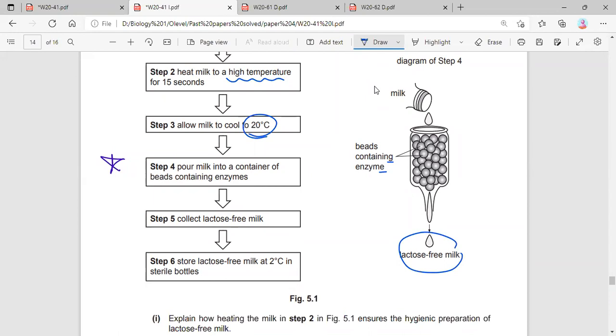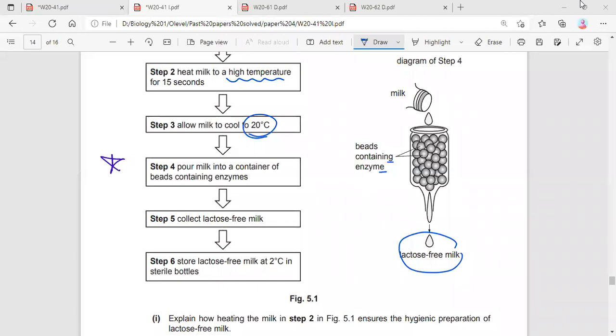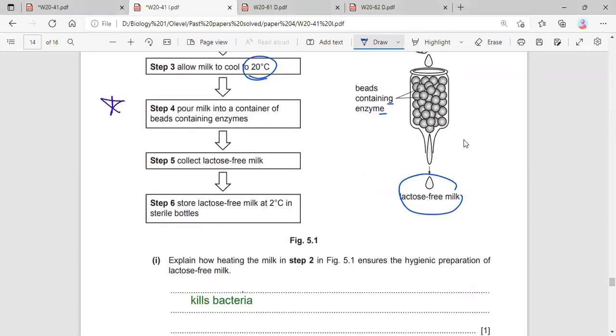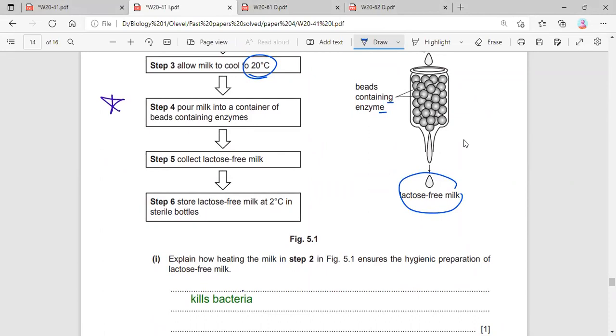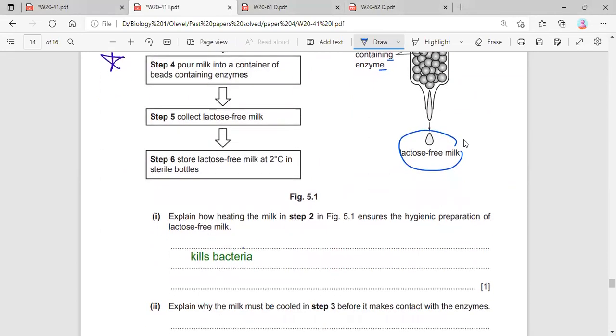Question number 1, explain how heating the milk in step 2 ensures the hygienic preparation. Why do I heat it after I take it from the cow? Milk is heated at high temperature to kill any bacteria present. Okay, why must the milk be cooled in step 3 before it makes contact with enzymes?